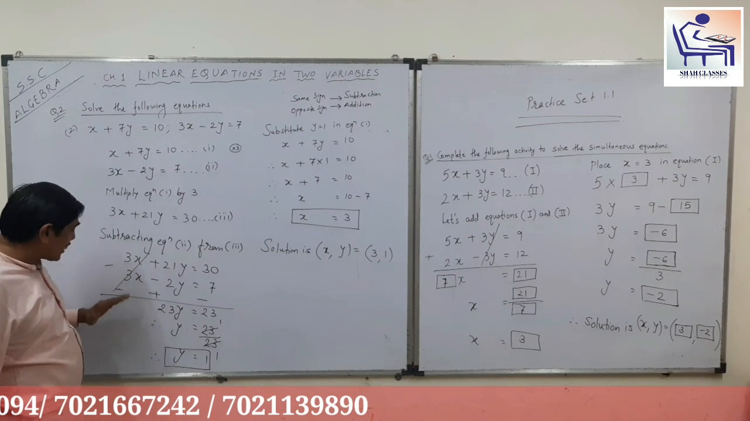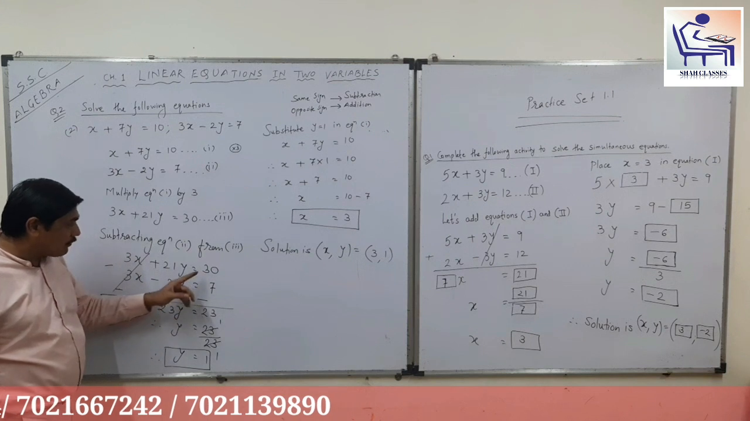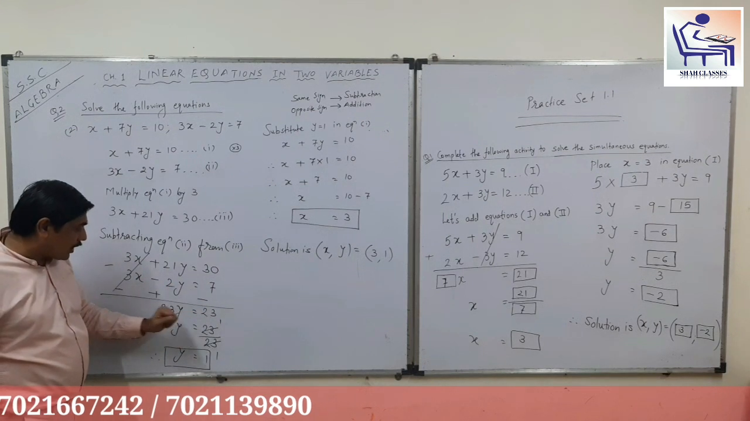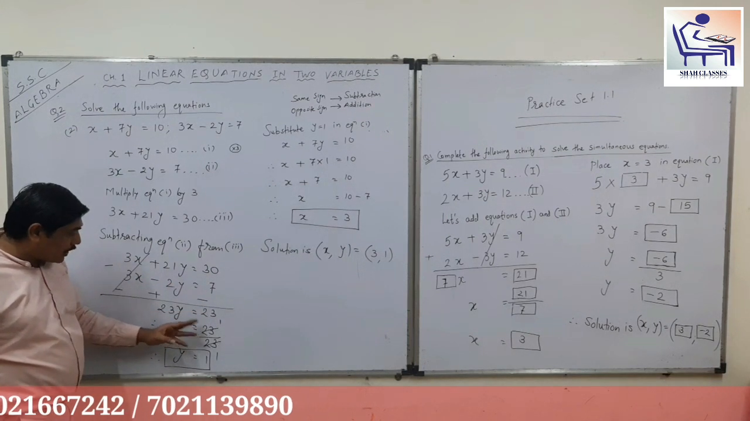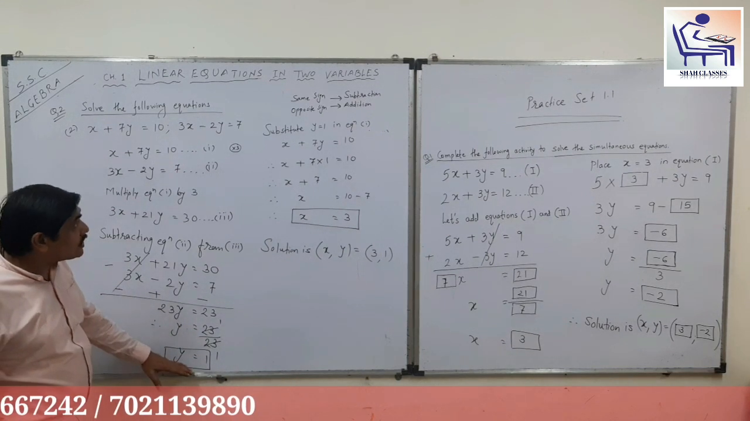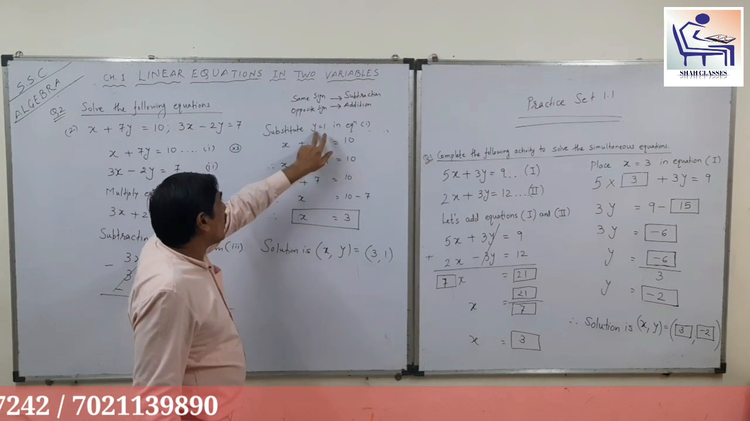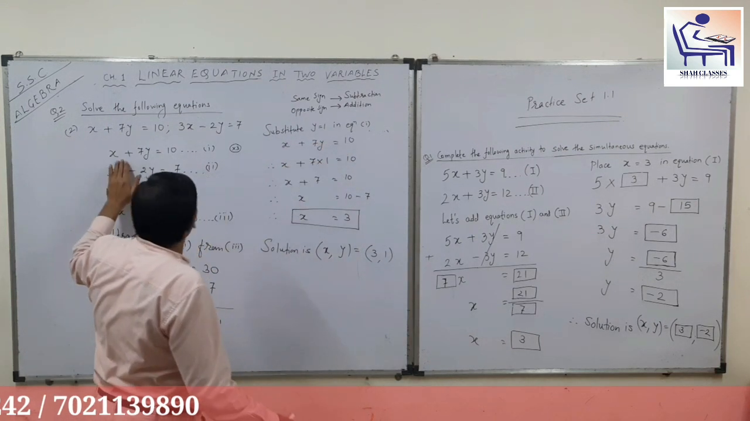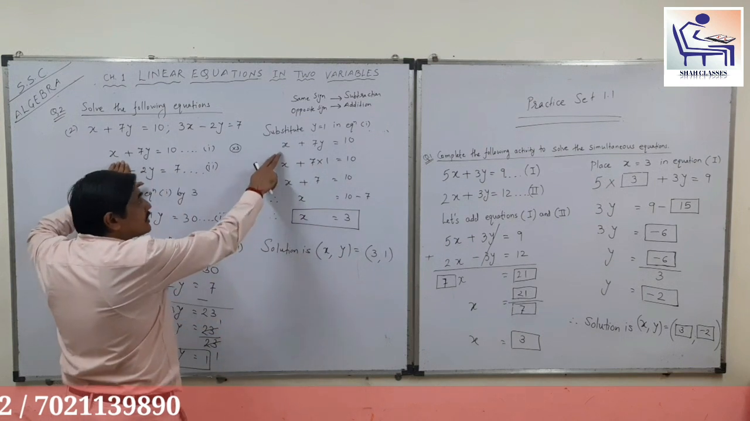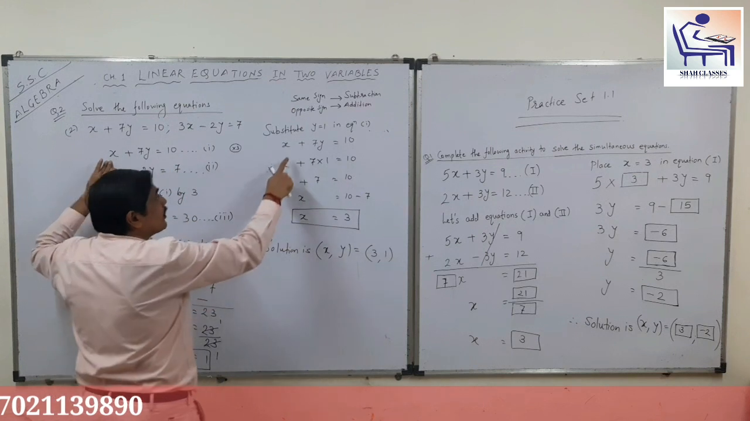Now 3x got cancelled because positive, negative gets cancelled. 21 plus 2, 23. 30 minus 7 is 23. So y is equal to 23. Divide by 23, it becomes 1. Now replace this value. Here we have to substitute this value as 1. Okay, so y is equal to 1 in equation 1. This is also very easy. That's why this equation seems easier. That's why we are putting in equation 1.